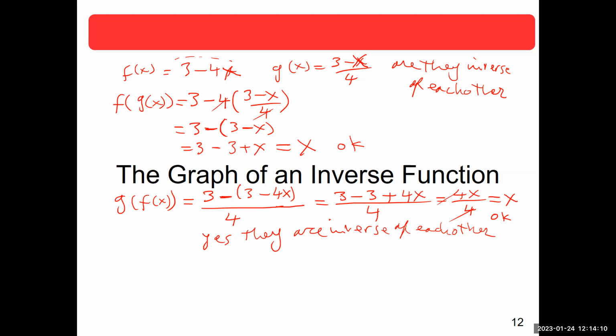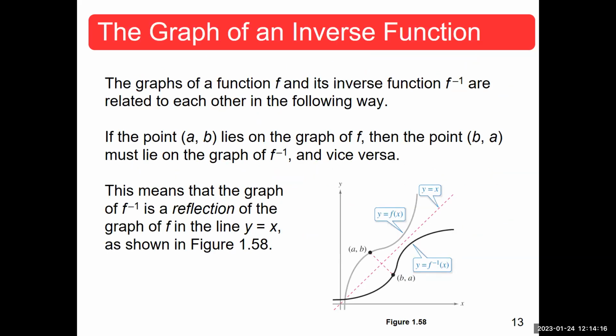Okay. Graph of the inverse function. What they are telling us about the inverse function is, if I have this gray shaded function and I use the line y equal x, the dotted line, this is the mirror. This is a reflection of the other one. That's why we call them inverses.